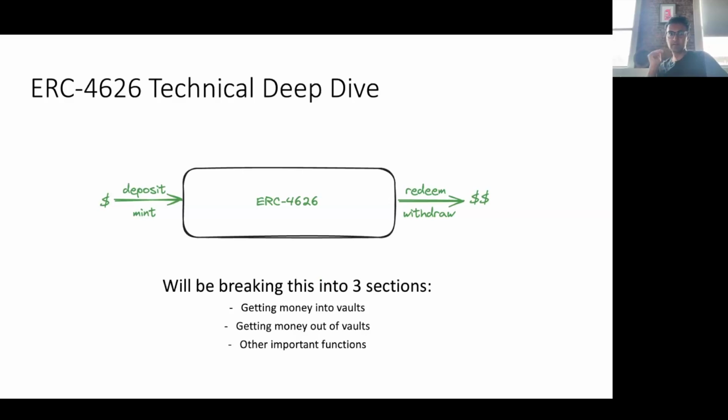So we'll talk a little bit about ERC 4626 first, and then we'll jump into the new stuff on 7540. But just to cover the bare bones of how vaults generally work, I mentioned this before, but money comes in through deposit and mint, and leaves through redeem and withdraw. We'll talk about how money comes into vaults, and then how money leaves vaults, and then some other important functions that you should know are present in the standard.